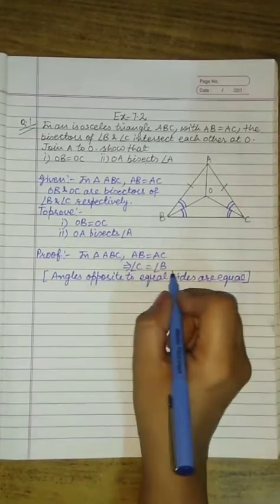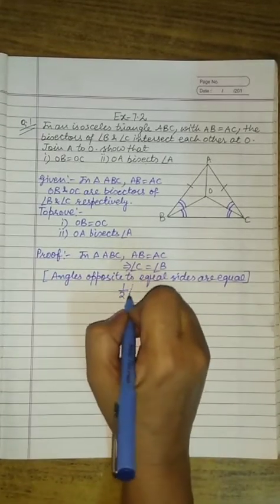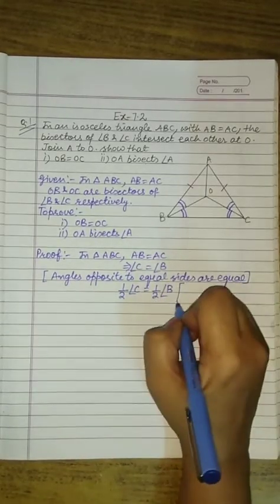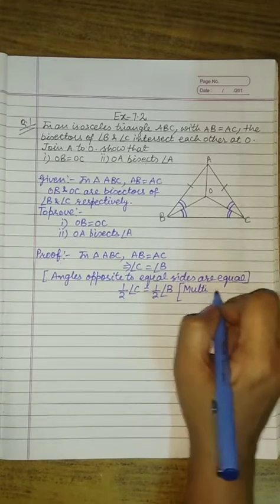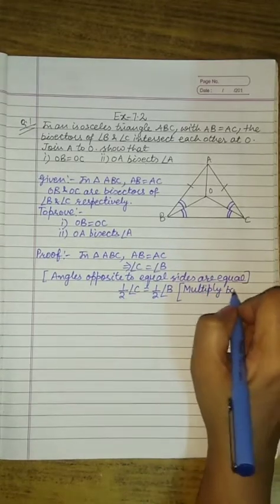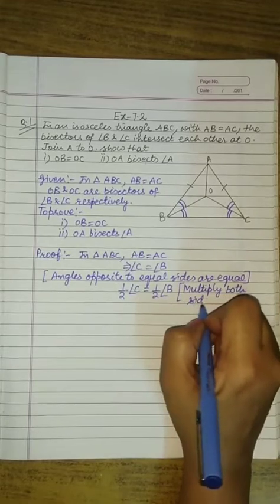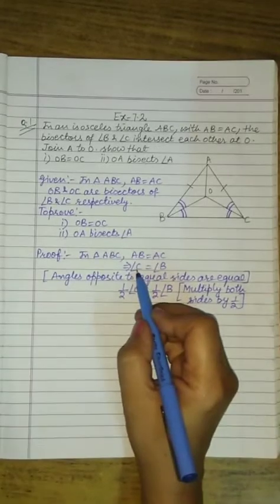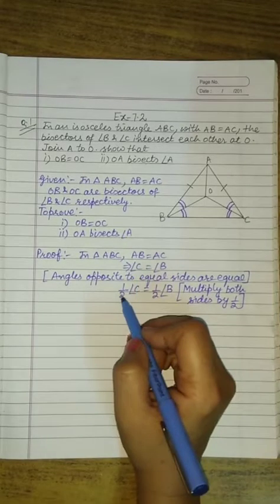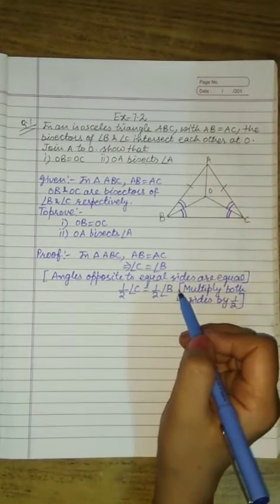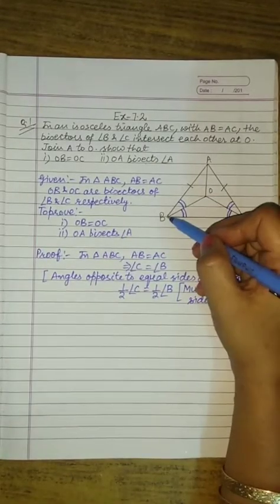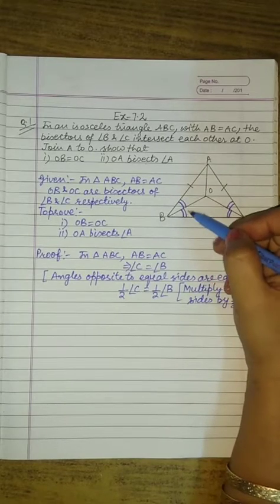Now if angle C is equal to angle B, we can write half of angle C is also equal to half of angle B. What we have done, multiply both sides by half. So if angle C is equal to angle B, then half of angle C is also equal to half of angle B. Now you can see OB is the bisector of angle B. Therefore, it divides angle B into two equal halves.